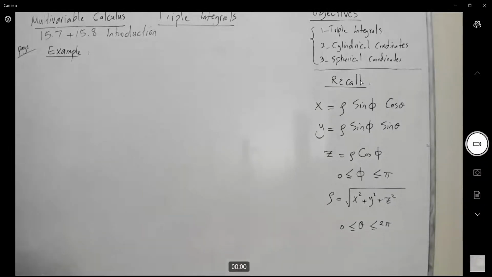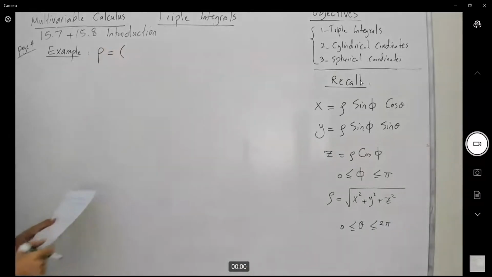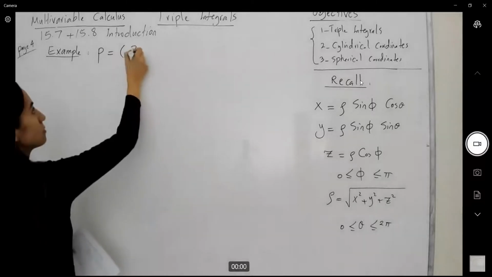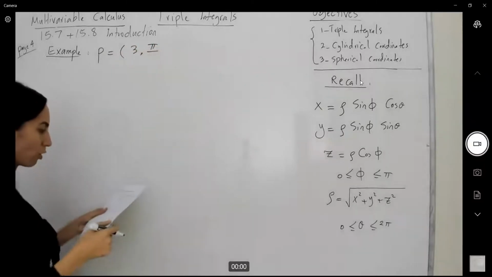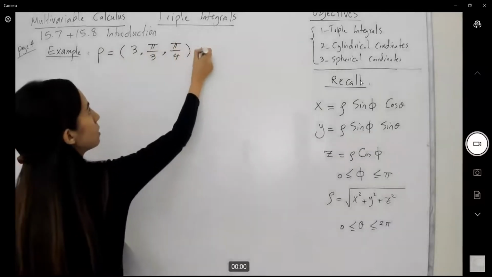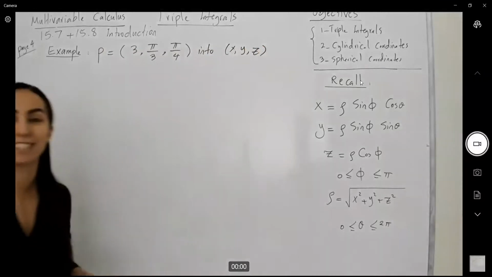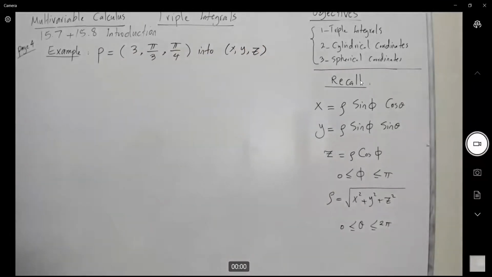On page 4, we have the following. It says, convert P with coordinates 3, pi over 3, and pi over 4 into x, y, and z. So this is our goal.